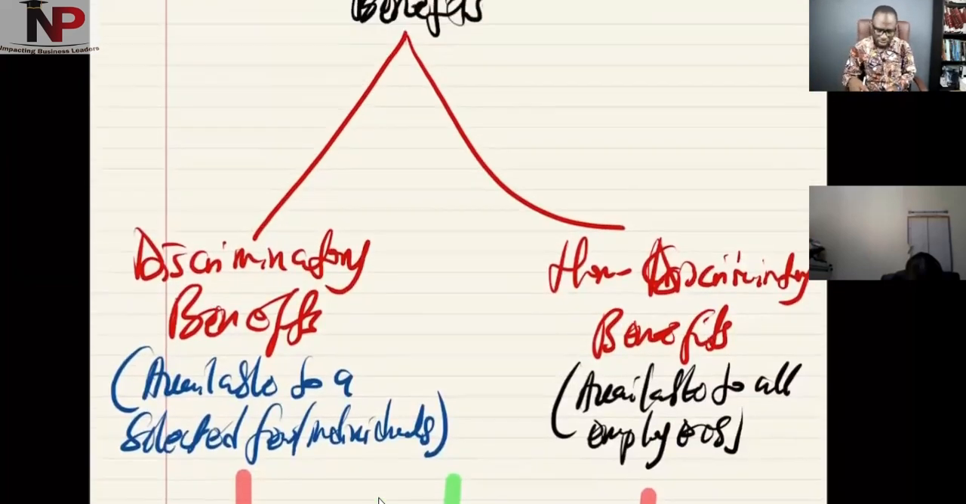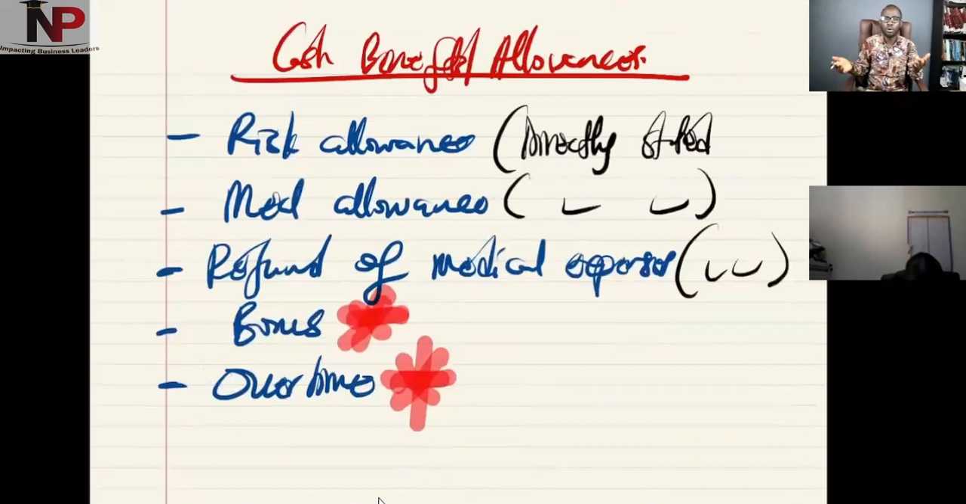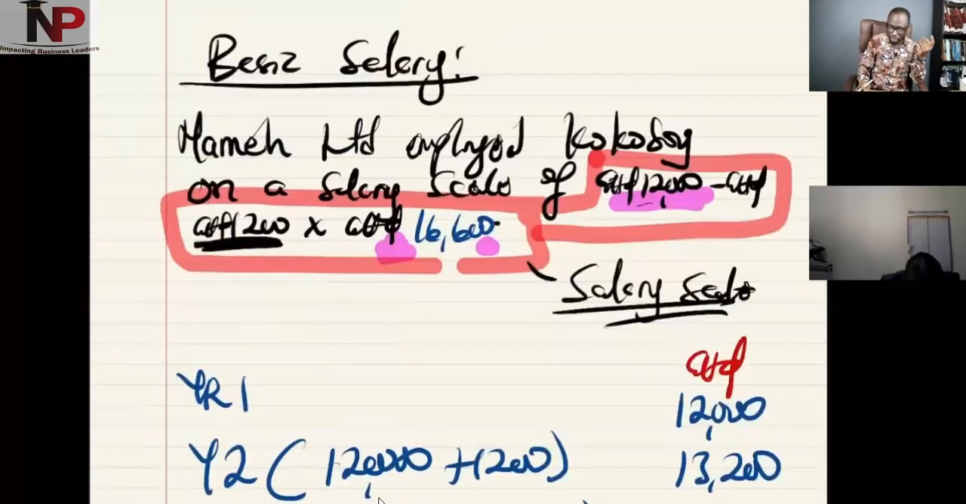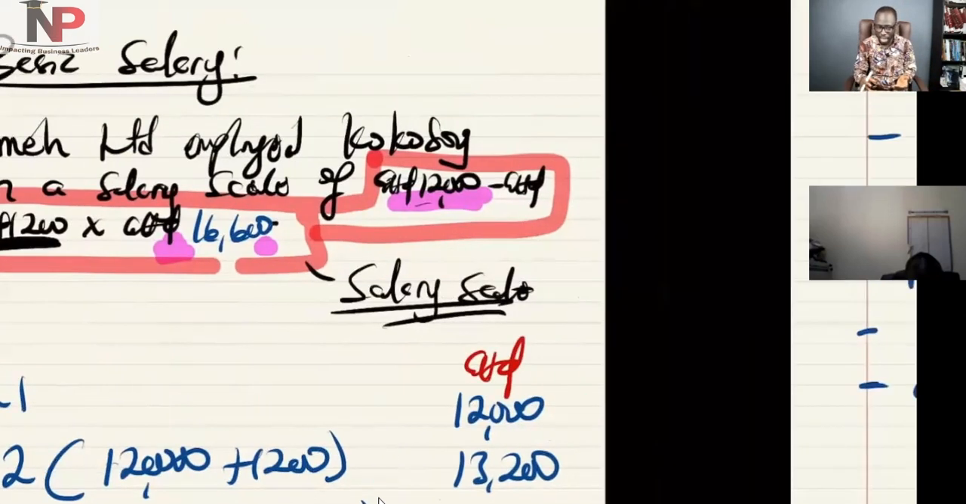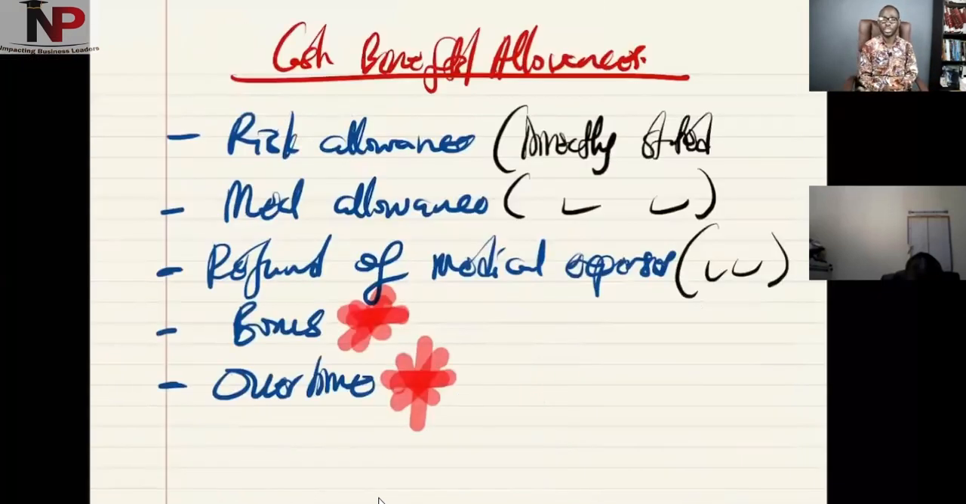Then the next question we ask ourselves is, okay, so how about bonus? Because in addition to the basic salary of people, they're going to get a bonus, because bonus is part of the cash benefits or allowances that people get. So what is the tax principle about bonuses?